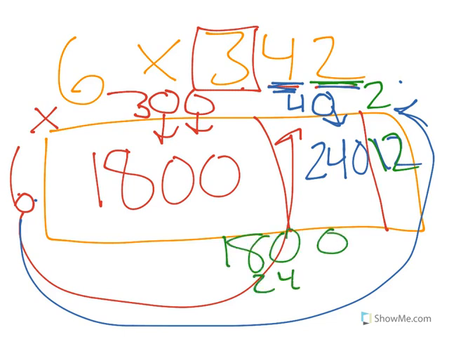1800, 240, and 12. 0, 0 plus 2 is 2, 4 plus 1 is 5, 8 plus 2 is 10. Remember, we have to regroup, so 1 plus 1 is 2, so 2052.